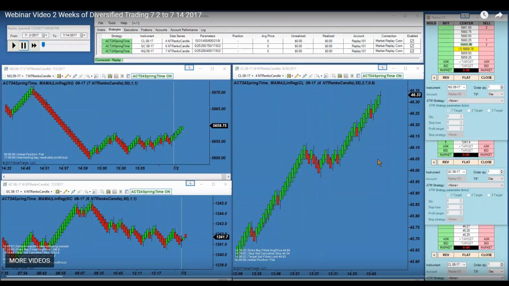This is my normal type dashboard, so I wanted to use this as our backdrop for how you would look and trade 3 different instruments at one time. We have crude oil on the 4 Renko chart. We have gold on the 6, and we have Nasdaq on the 7. Okay, we're going to start the video, and I will talk over the video as we proceed.